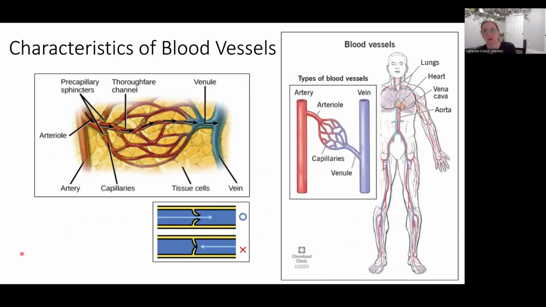Now that we've talked about our whole systemic system and our pulmonary system and our hearts, the different types of hearts for animals, we also need to talk about the characteristics of blood vessels. So blood vessels come in three types. We have arteries that take blood away from the heart. They're going to have more pressure in them than the other types of blood vessels.